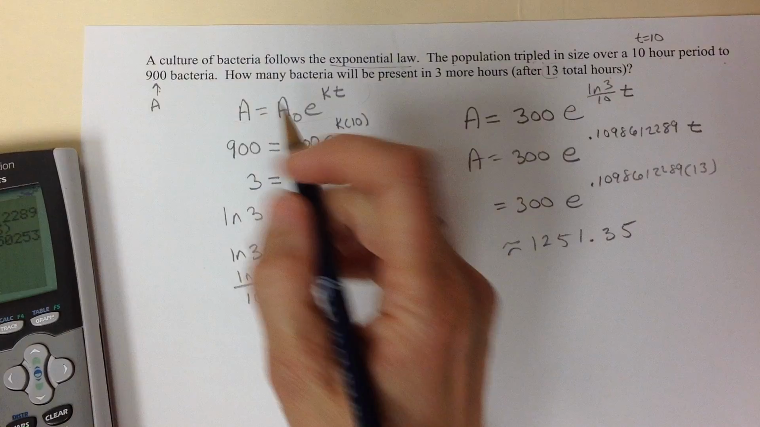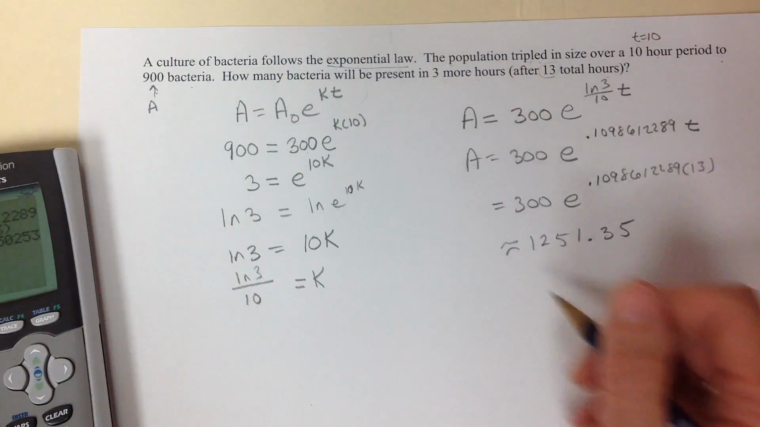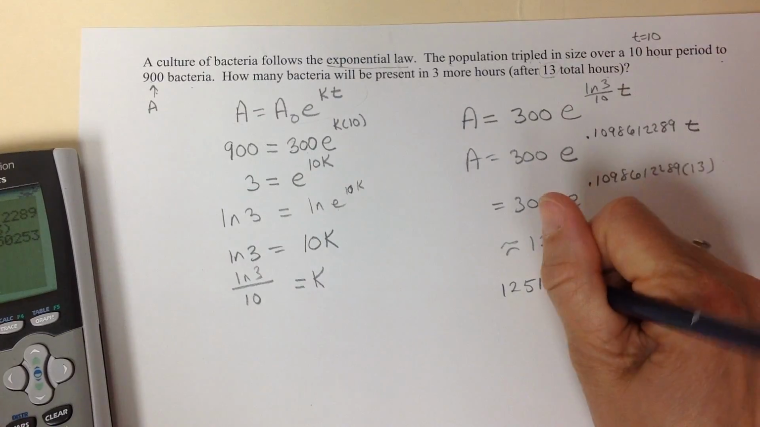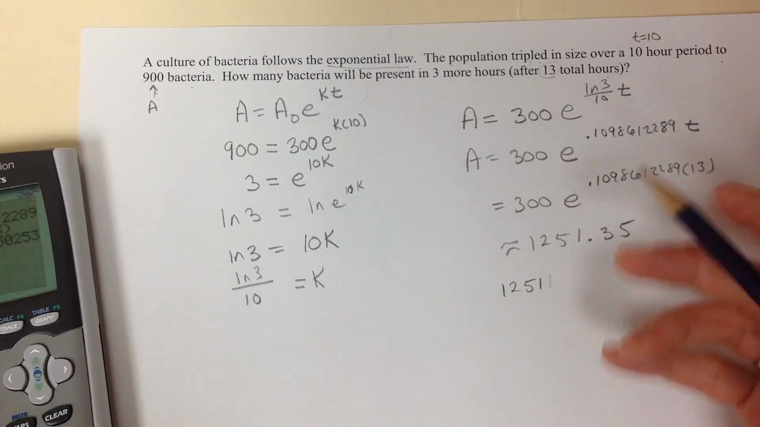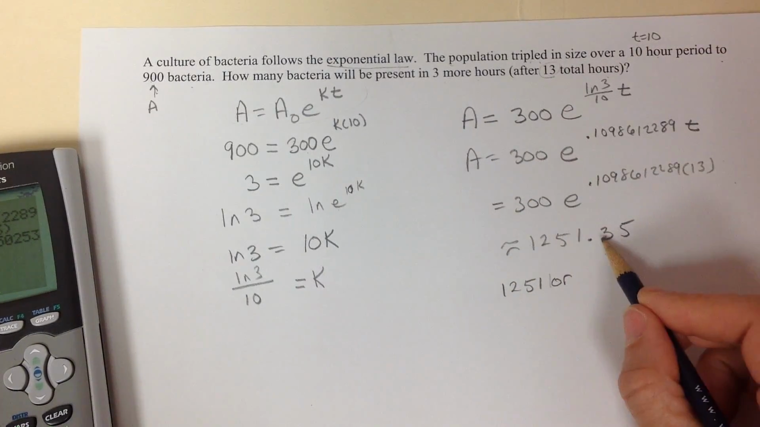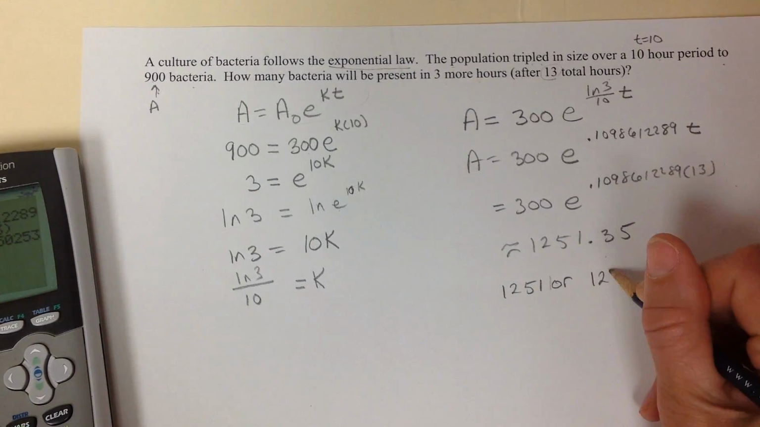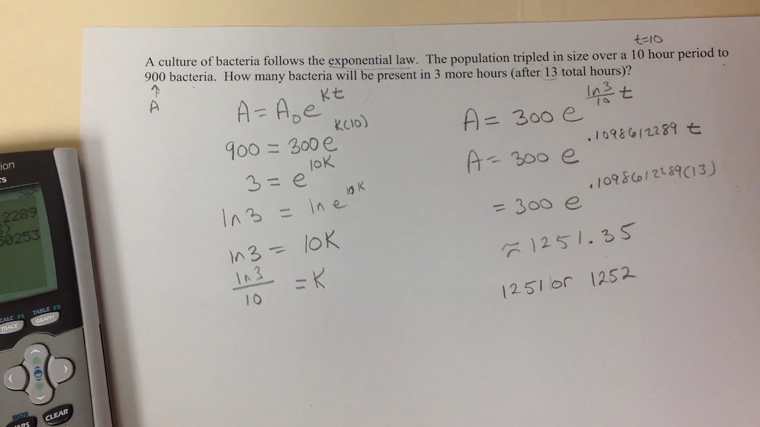Now again, it's the number of bacteria, so I can either write this as 1,251, or I can round and say, well, let's see. If I have a portion of a bacteria, I must have the entire bacteria, so you could do 1,252. Either of those answers is acceptable.